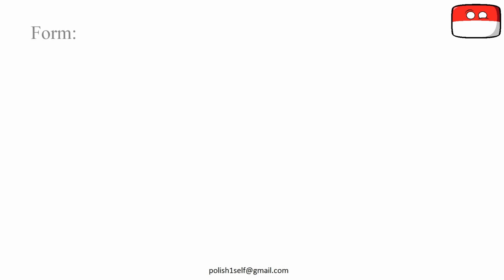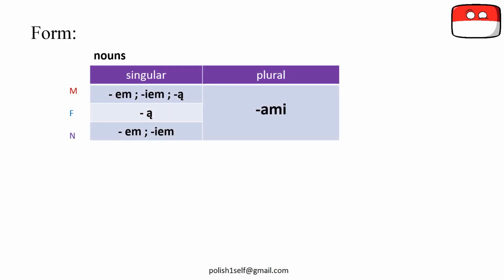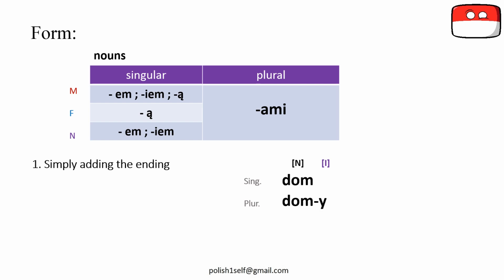Now let's see how we form words in this grammatical case. The table shows the endings that are applied for the Polish nouns, and there are several ways in which we add them. The first is simply adding the ending. We see it with the short masculine nouns and men's profession like house, dom, domy, domem, domami, or a doctor, lekarz, lekarze, lekarzem, lekarzami.